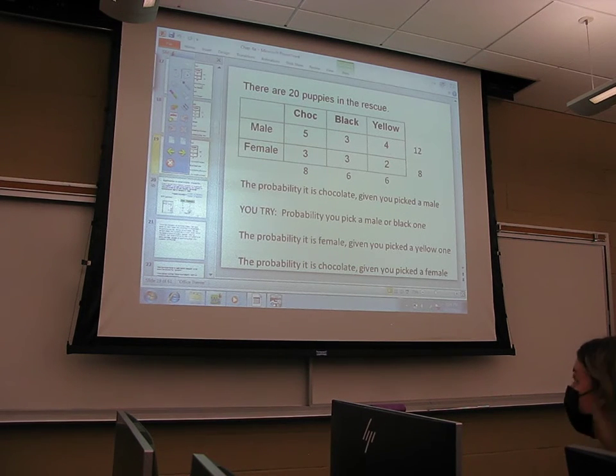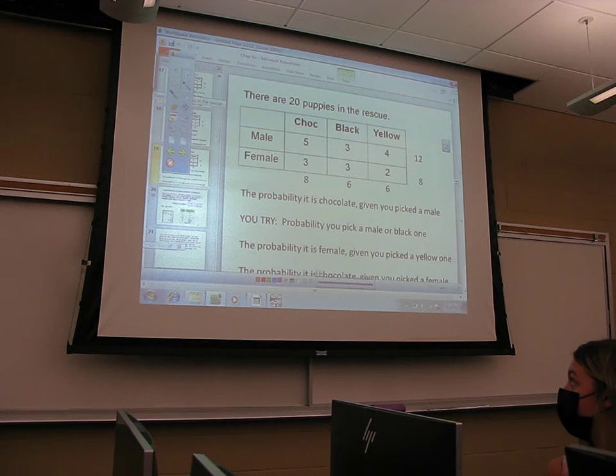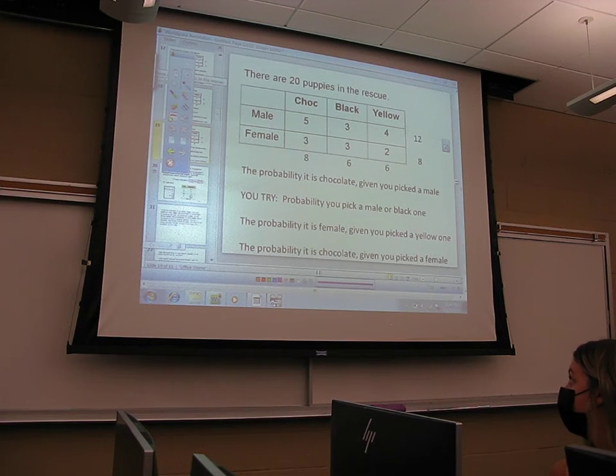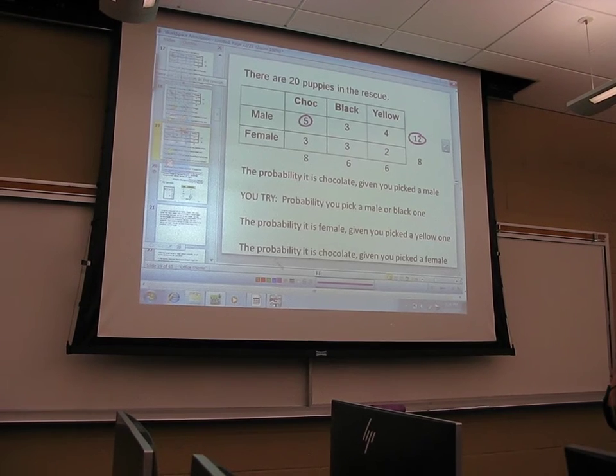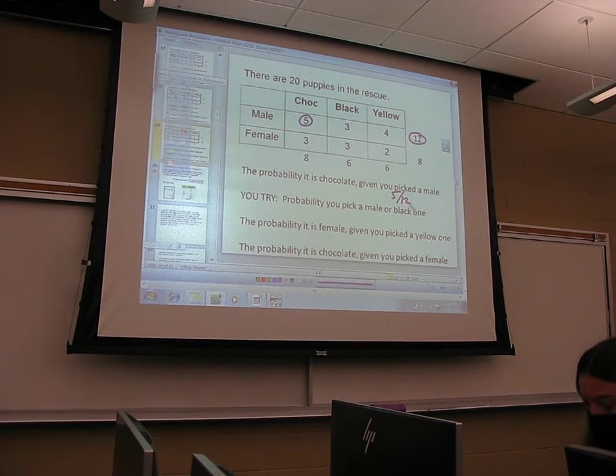Okay. All right, so now, oh, whoops, I guess I'm supposed to go through all these with you. The probability it's chocolate given you picked a male. So now knowing it's a male puppy, what's the probability it's chocolate? 5 out of 12. The given is the part that restricts it. The given tells you how many it is.